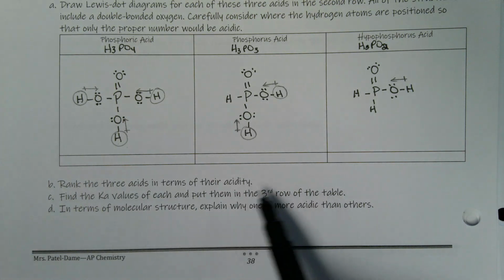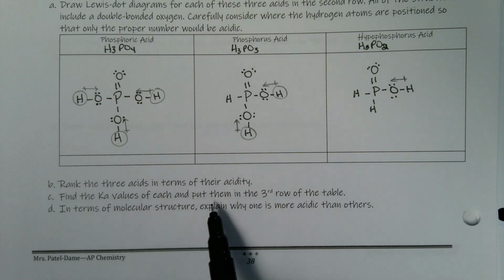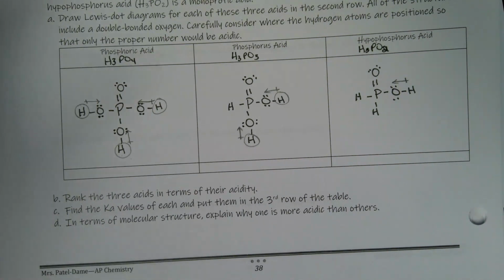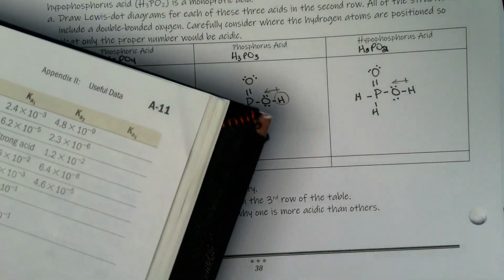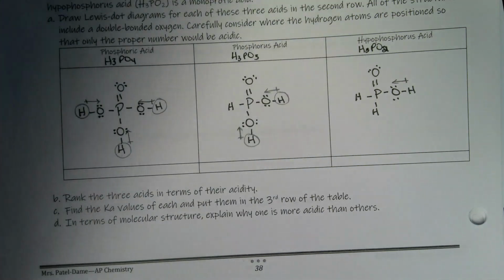And so we'll have you guys rank those, and we can take a look at their Ka values to help us out with that. So the Ka values, you can Google them. I just happen to have my textbook nearby. Remember that old thing? And I'm on page A10 and A11 of our textbook.